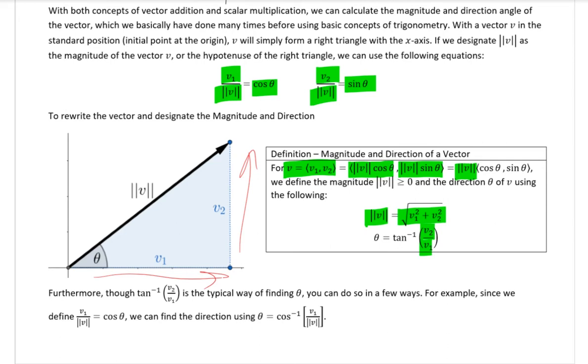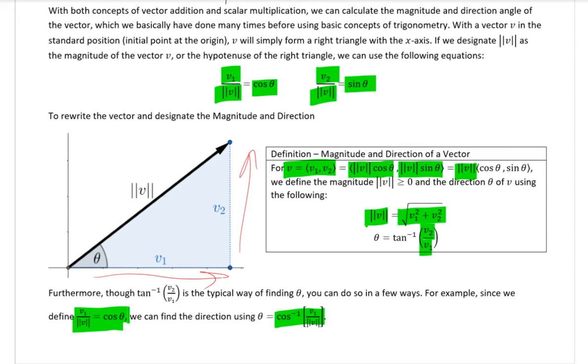For example, since we defined that v1 over the magnitude equals cosine of theta, we should be able to find theta by simply taking cosine inverse of both sides. So if you have the first component and the magnitude, you should be able to divide those, take cosine inverse, and you should get your angle measure. Same concept.